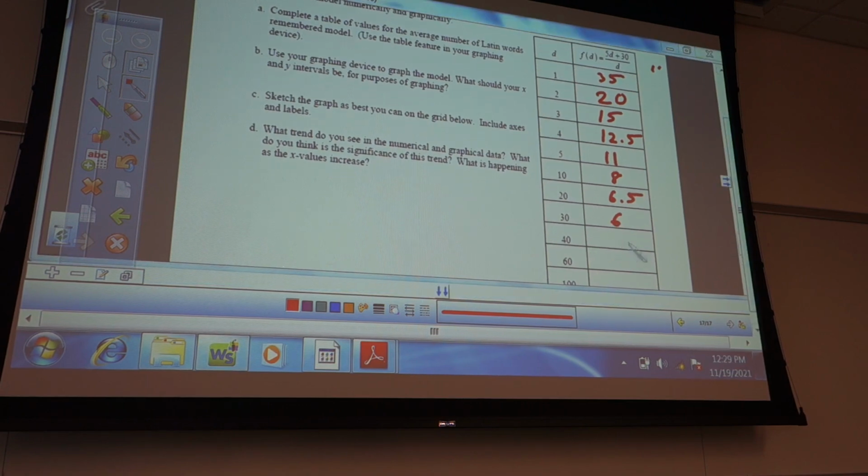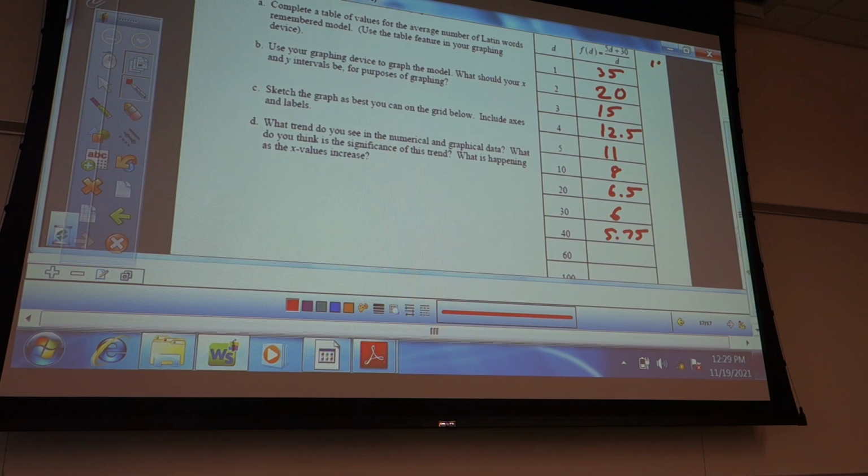What were the rest of them? It's 40? 5.75. 60. 5.5. 45. Okay, and then 100. 5.3. Yep. Great. All right, so we can kind of see how it's kind of dropping down.